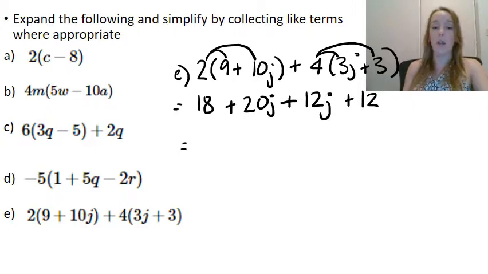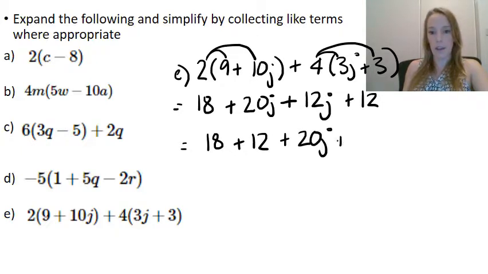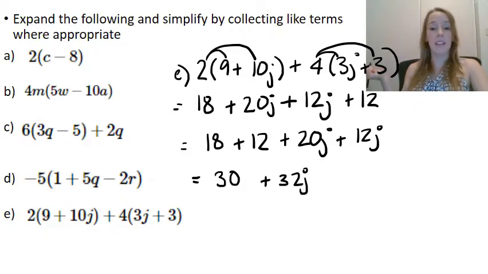And again, we're going to look for like terms and rewrite it so that our like terms are together. So 18 plus 12 plus 20j plus 12j. So 18 plus 12 is going to give us 30, plus 20j plus 12j is going to give us 32j. And that will be our answer there.